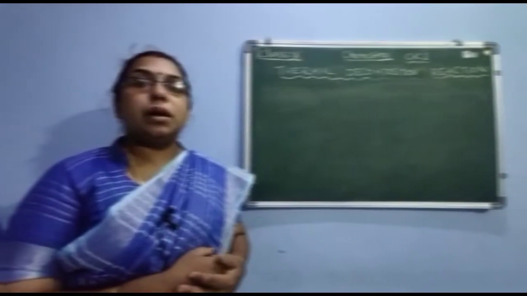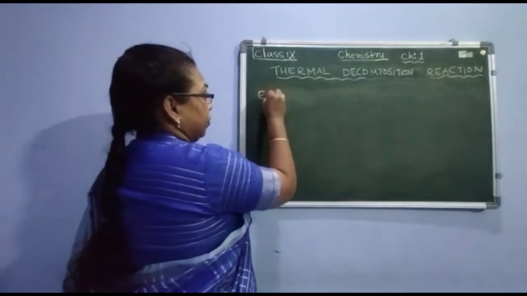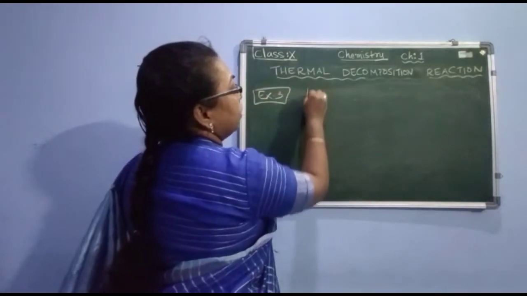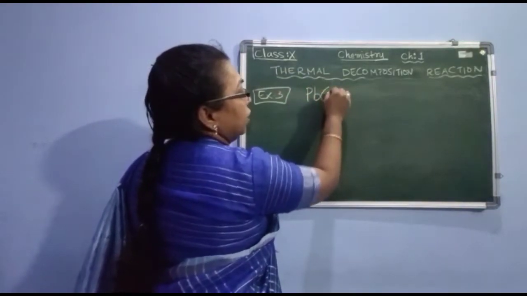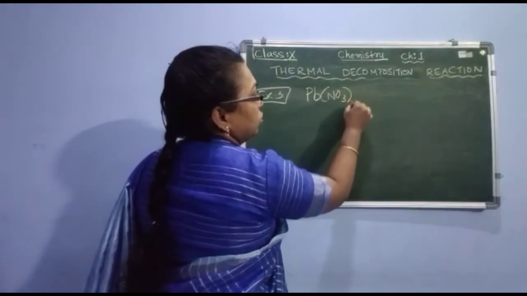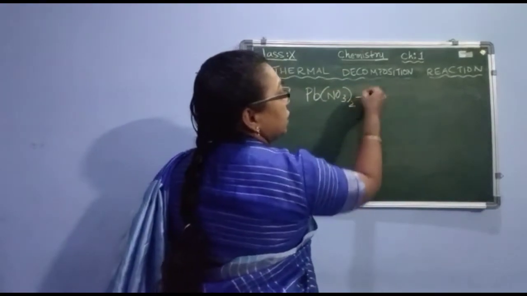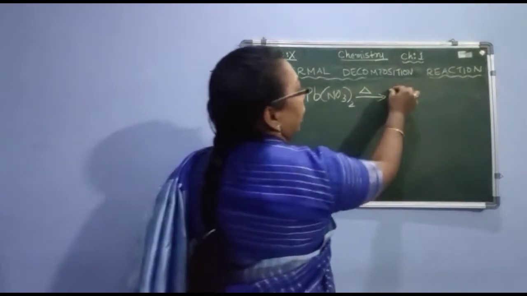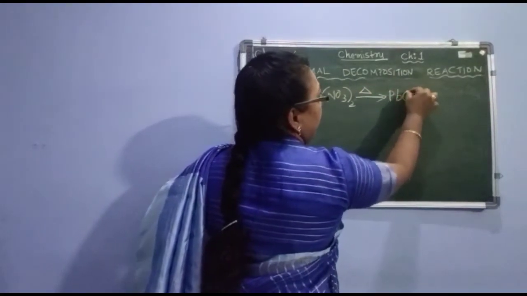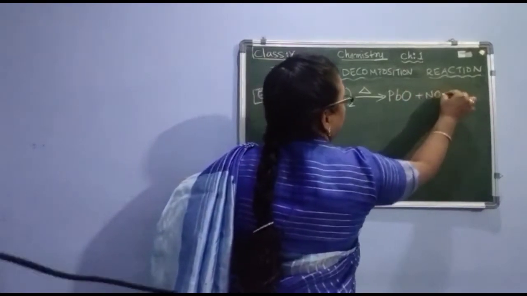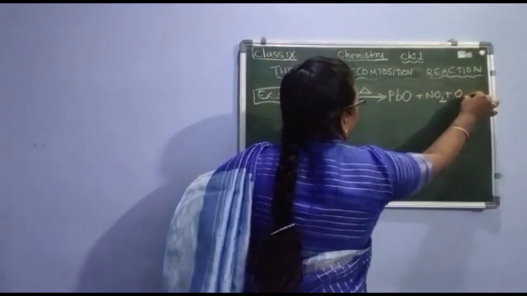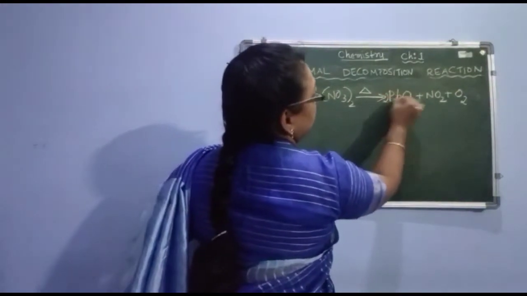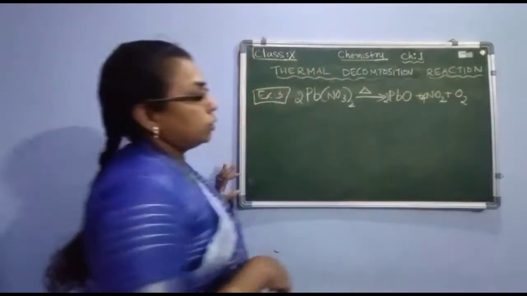Now, example number 3. When I heat lead nitrate, what is the formula for lead nitrate? Pb(NO3)2. And I am heating lead nitrate. Again for heating I put the symbol triangle. I'll get the products lead oxide plus NO2 plus oxygen. Now balance the equation. 2, 2, 4. Now the equation is balanced.